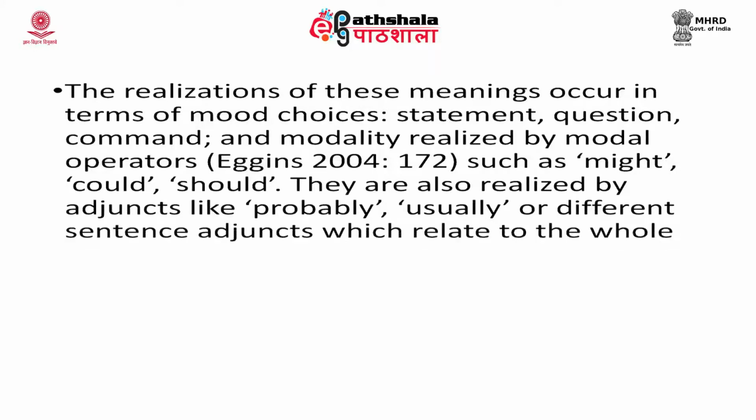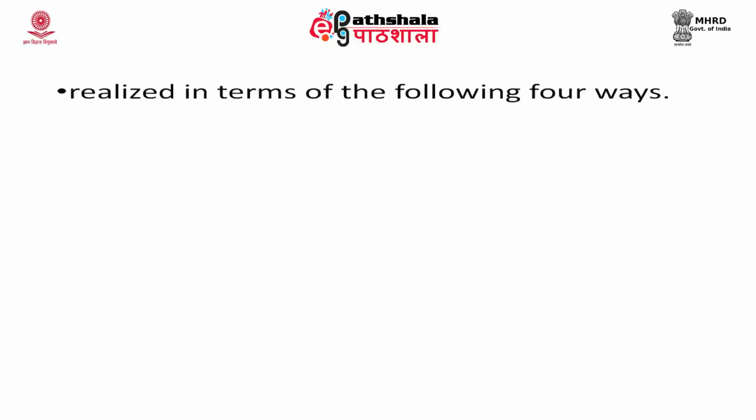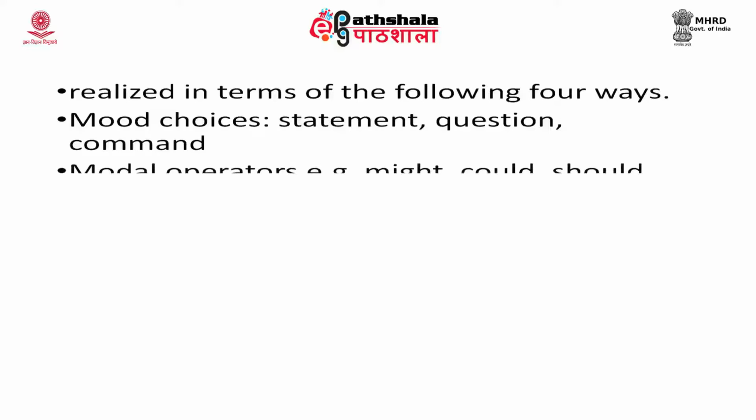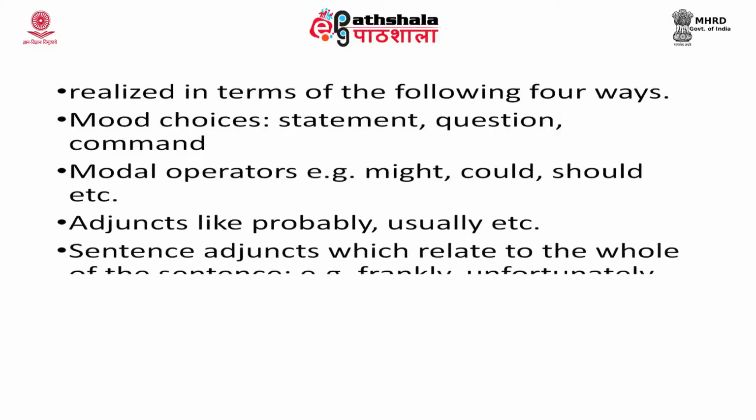They are also realized by adjuncts like probably, usually, or different sentence adjuncts which relate to the whole of the sentence. Examples include frankly, unfortunately. Modality is realized in terms of the following four ways: mood choices, statement, question, command. Mood operators, for example, might, could, should, etc. Adjuncts like probably, usually, etc. Sentence adjuncts which relate to the whole of the sentence.